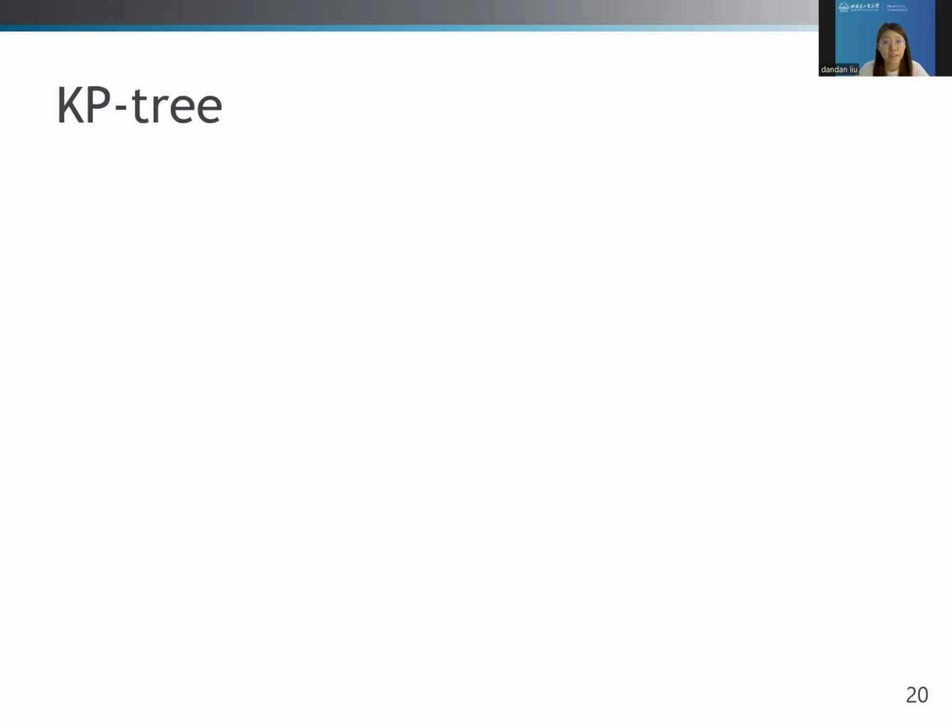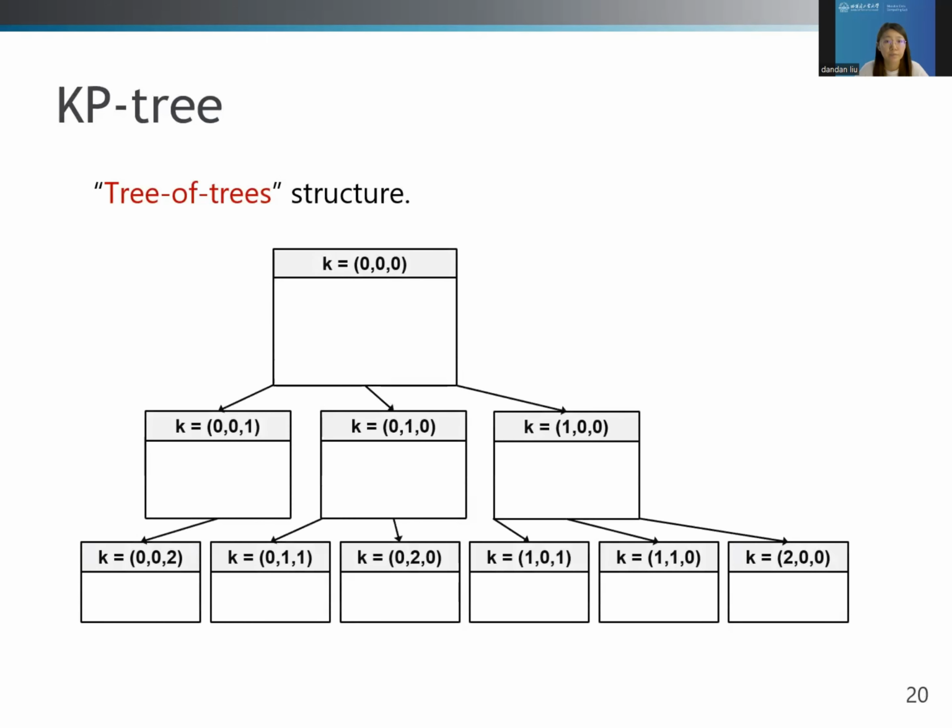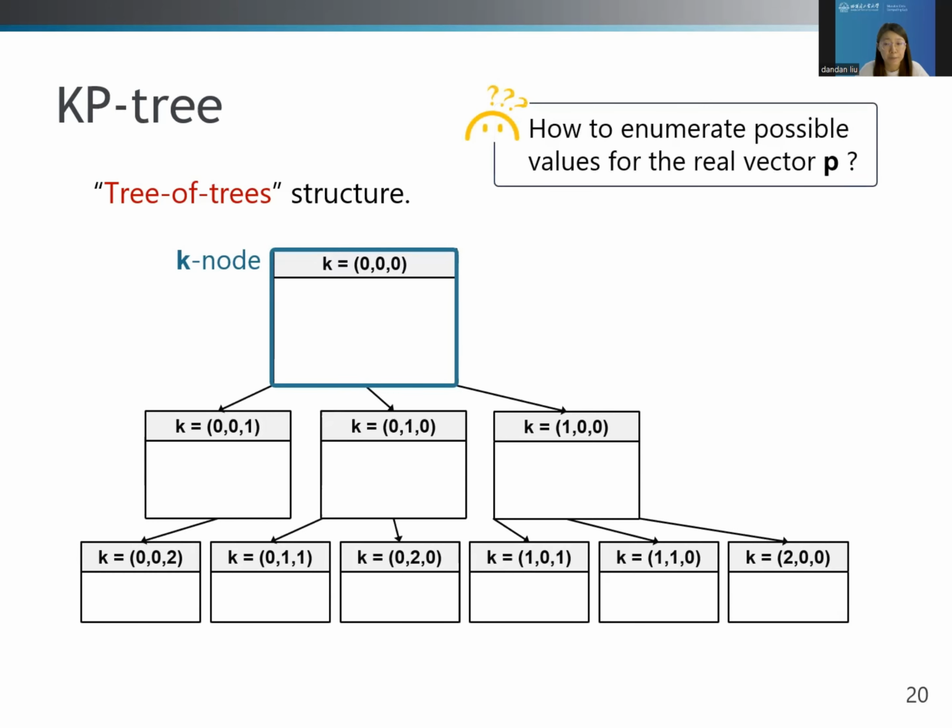To solve it efficiently, we introduce the KP tree, which organizes all possible KP pairs in a tree of trees structure. In the KP tree, each node represents a value for vector k, termed a k-node, and holds p vectors for all possible KP pairs sharing the same k.